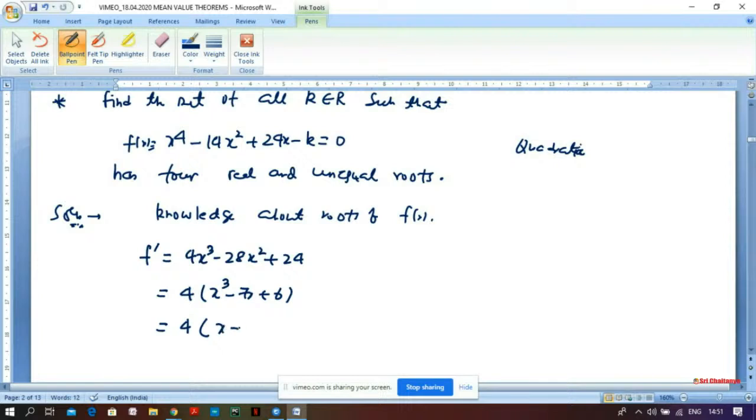That can factorize with x minus 1. So let's do the background work. x cube minus 7x plus 6. You know that x equal to 1, if you put it, vanishes: 1 minus 7 plus 6. x minus 1 is a root.